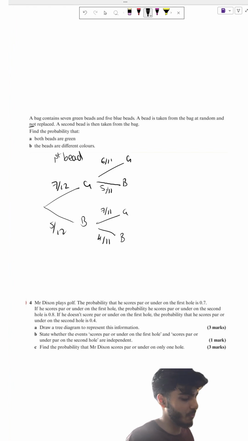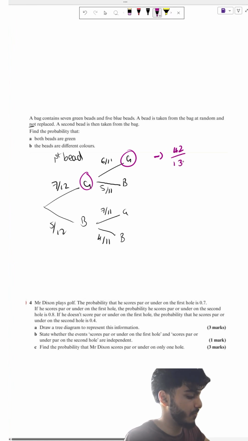Okay, probability that both are green. You want this one and this one. I'm just going to multiply it. 42 over 132. That's part A. Part B.